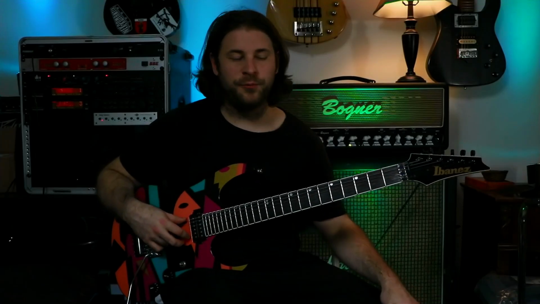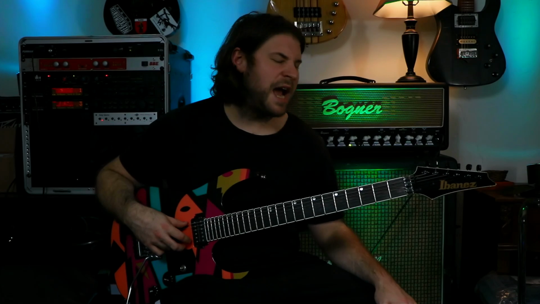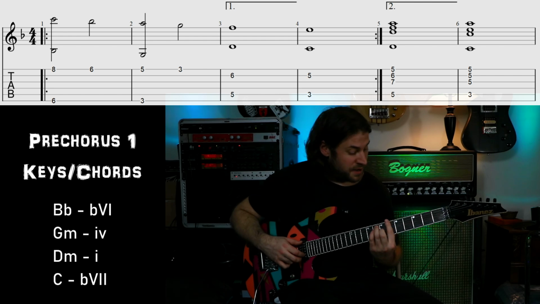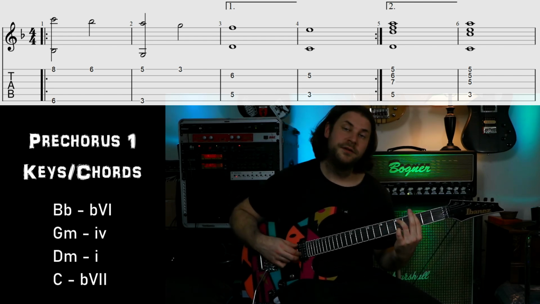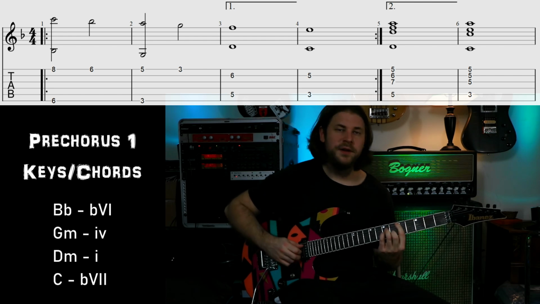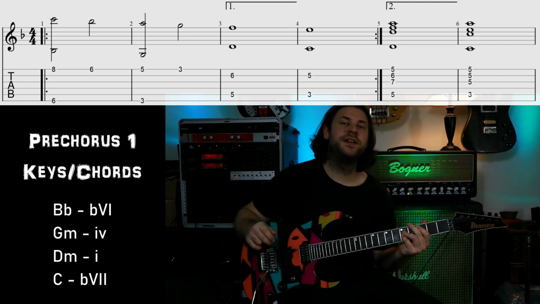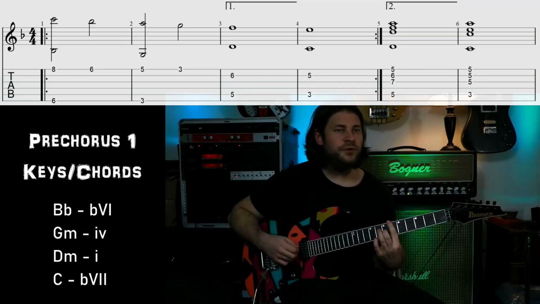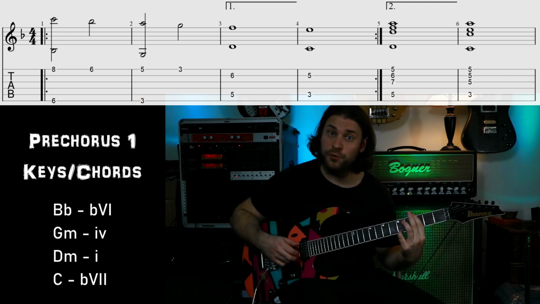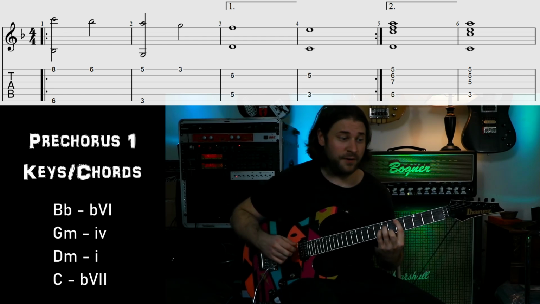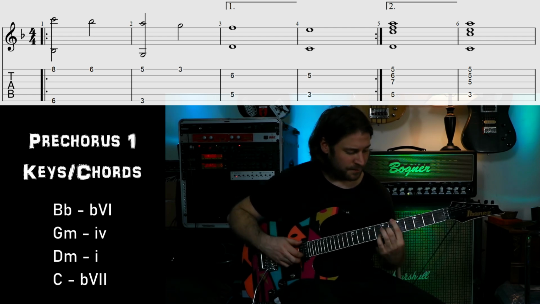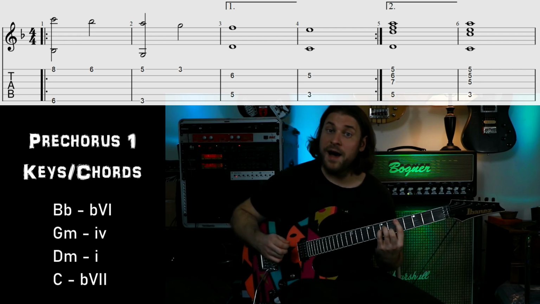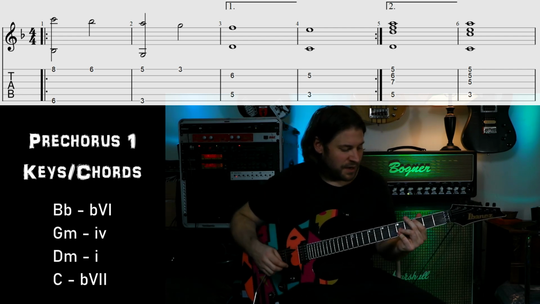Now the keyboard part with the rhythm and that little lead line on the top actually gives us what the chord progression is. I see the chord progression as being like this. B flat is the flat 6 chord, G minor is the 4 chord, D minor is the 1 chord, and C is the flat 7 chord. The string line on top is following the chords like this. 2, 1, 2, 1, flat 3rd, major 3rd, 2, 1, 2, 1, 5, and then we're hanging on this last note.